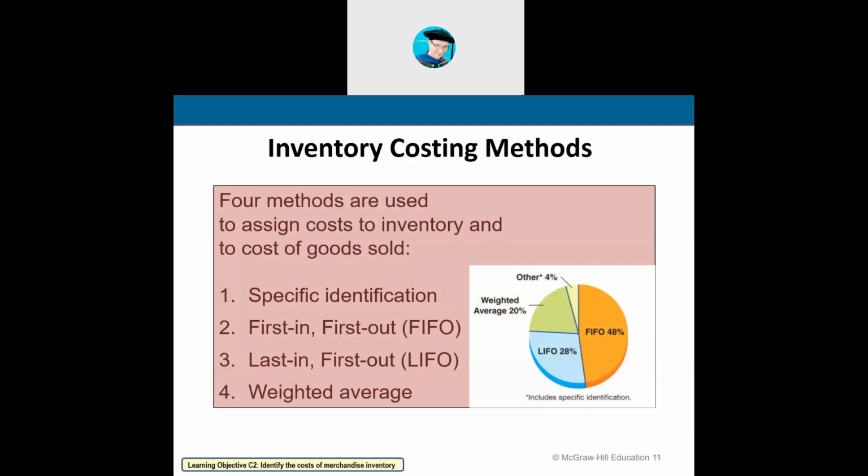Okay, now the fun stuff. We're going to use a couple of different company examples, but they're all retailers, but they're different in nature.